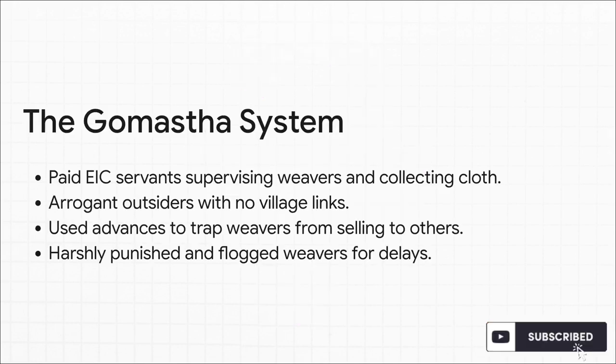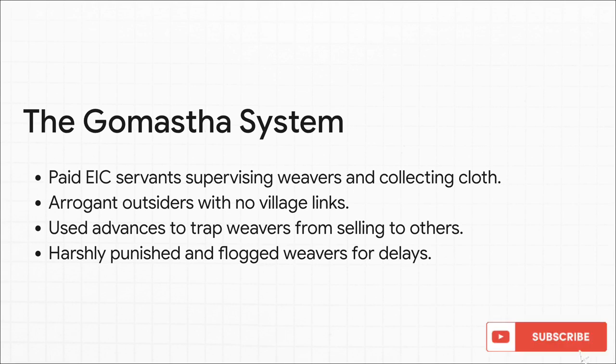The Gomastas were essentially paid servants appointed by the East India Company to supervise weavers, collect supplies, and examine cloth quality. Previously, local supply merchants actually lived in the villages and helped weavers out during crises. But the Gomastas were arrogant outsiders with absolutely no social links to the village.